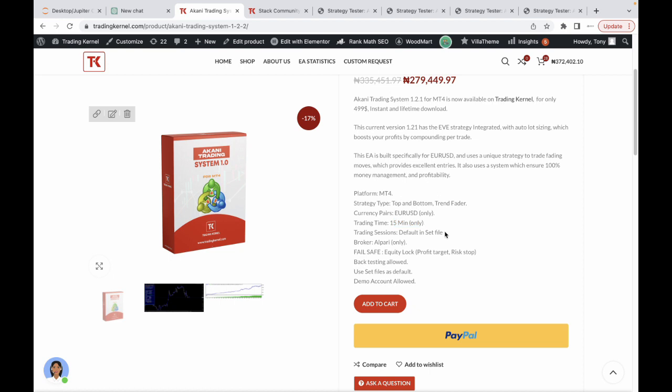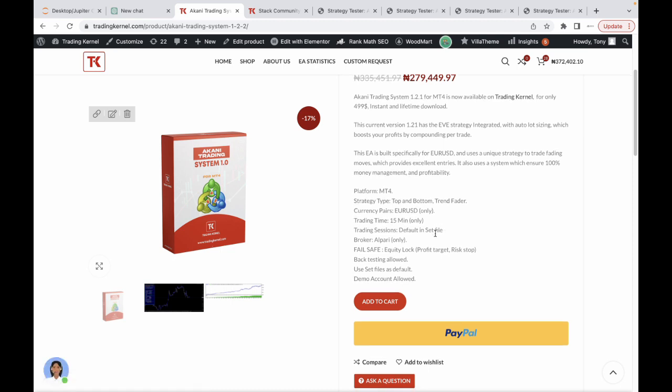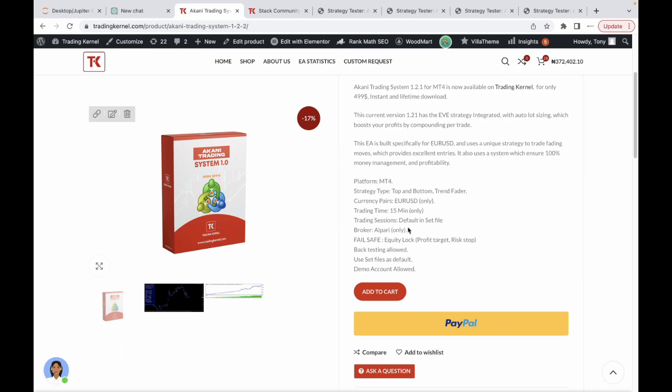We've already done all of the back testing for you, and what you need to do right now on your own is to ensure that you install properly, which is very easy. So looking at the broker, we have Alpari, and there's a reason why we said only. If you're going to be using this on any other broker, kindly make sure to backtest the system before using it, and we're going to tell you why in this video.